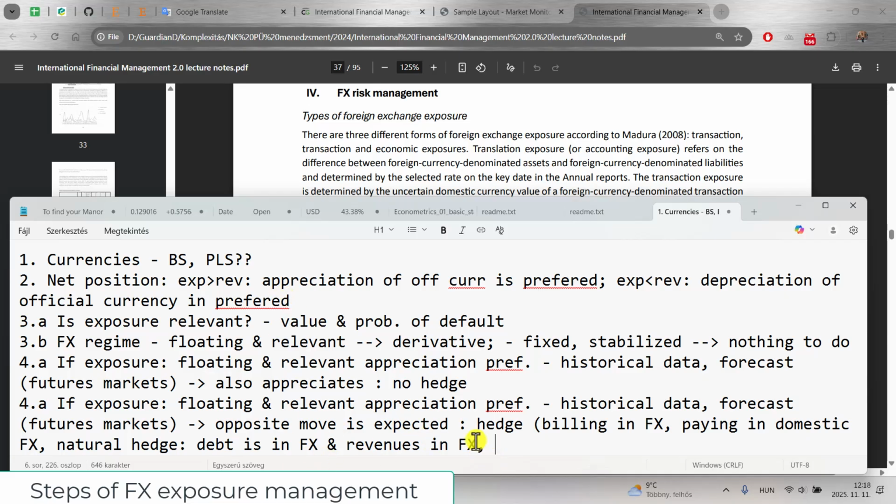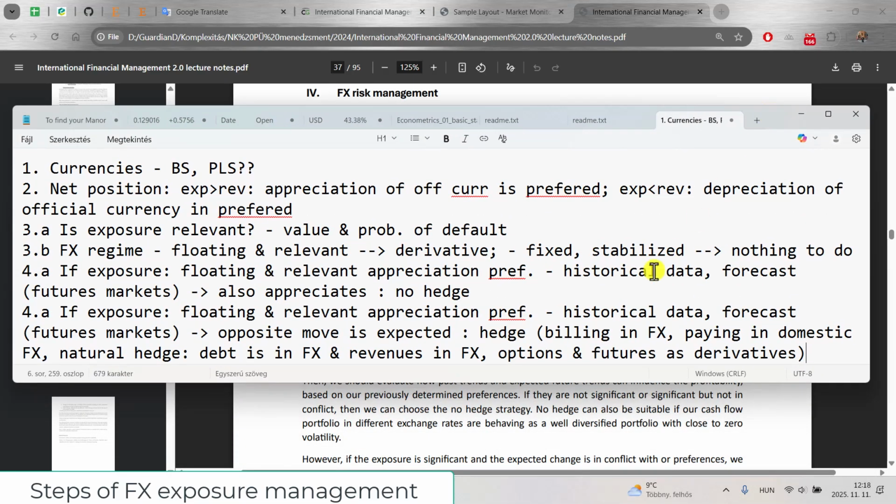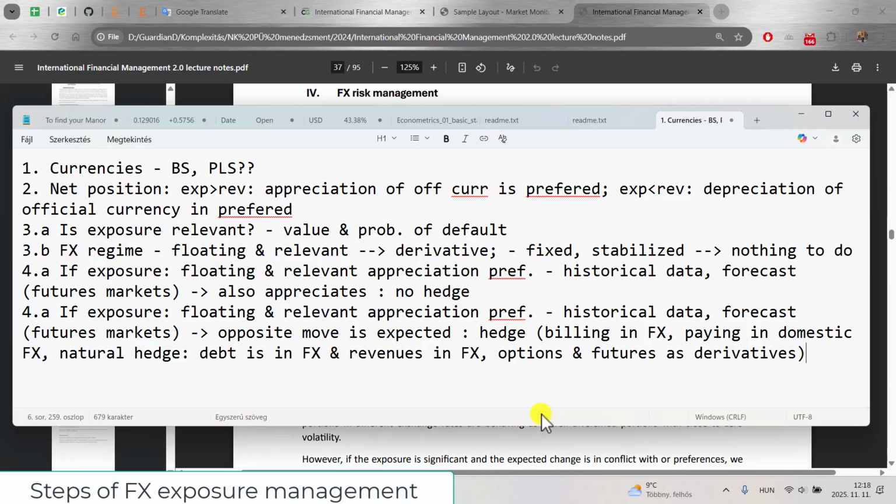And if we still need something, then obviously we can have options and futures as derivatives. So practically this is what we have to know and remember on the exam and on the final exam and in real life practice anyway, because these are the key steps.